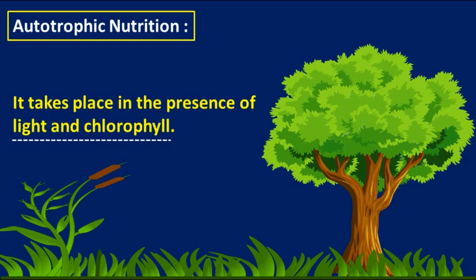For the complete photosynthesis process, raw material is required. This raw material is carbon dioxide and water. So this photosynthesis process takes place in the presence of light inside the chlorophyll.